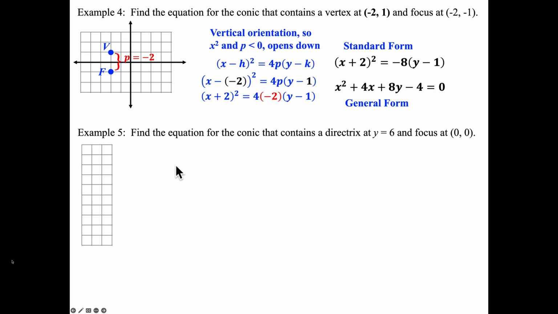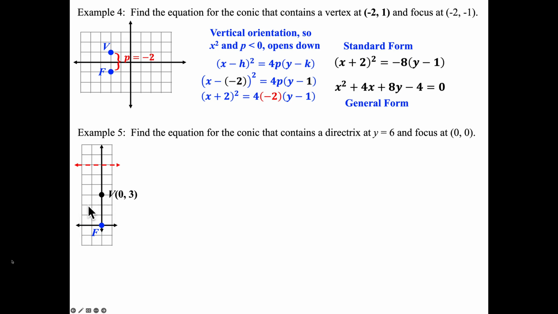All right, example 5. Let's try another one here. Find the equation of a conic that contains the directrix at y equals 6. So we have a horizontal directrix line, and the focus is at 0, 0. So let's plot those. XY coordinate plane, there's my directrix line at y equals 6. There's my focus at the origin 0, 0. Now, where's the vertex? Remember, the vertex has to be halfway in between. So from focus to directrix is 6, so halfway in between will be my vertex point, 0, 3.